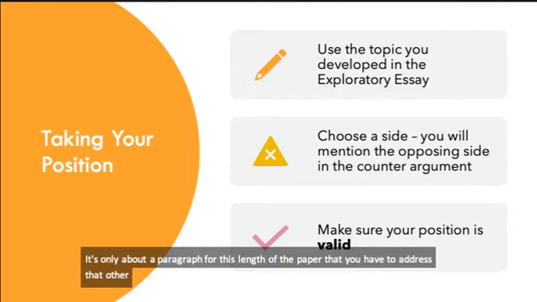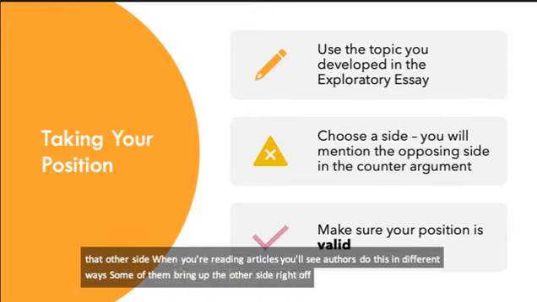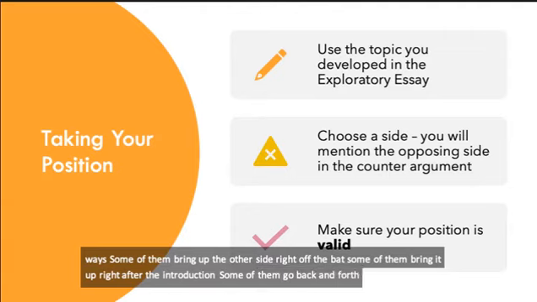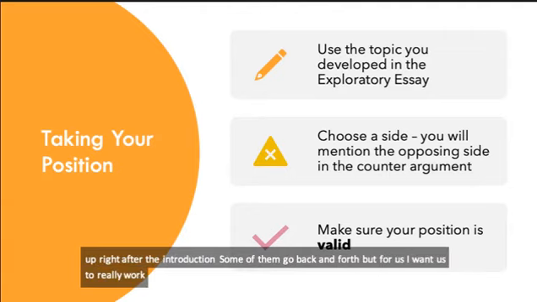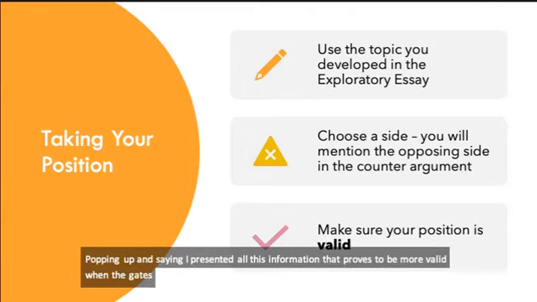When you're reading articles, you'll see authors do this in different ways. Some of them bring up the other side right off the bat. Some of them bring it up right after the introduction. Some of them go back and forth. But for us, I want us to really work on presenting our argument, introducing the other side at the end, and then basically wrapping up and saying, I presented all this information that proves to be more valid or negates what this counter argument is saying.